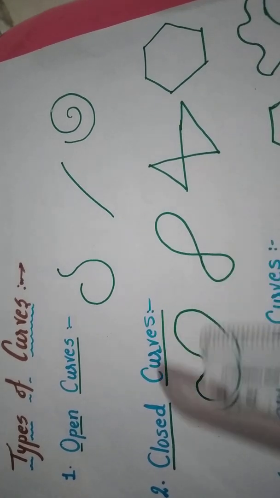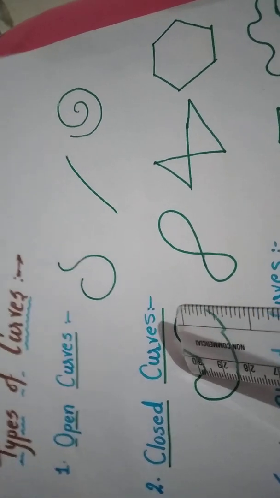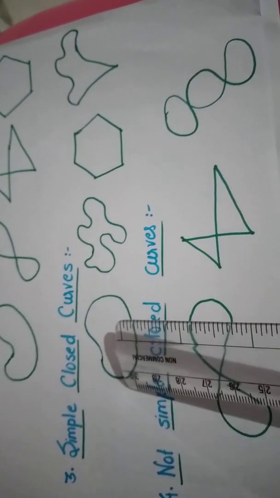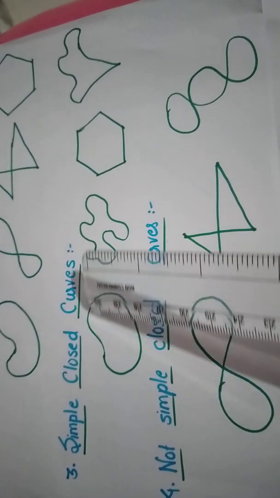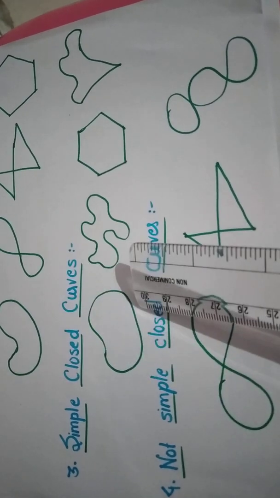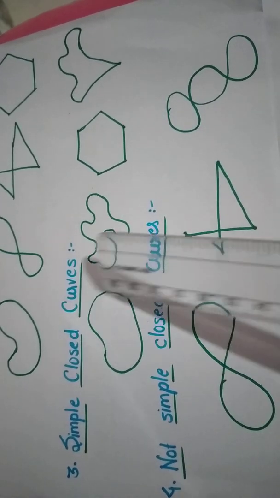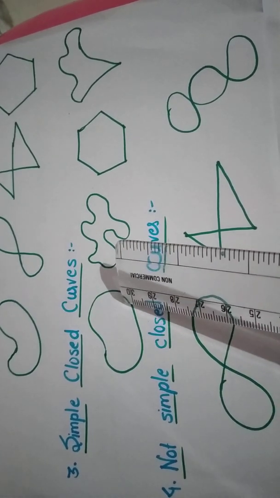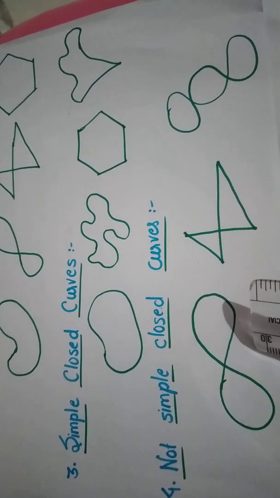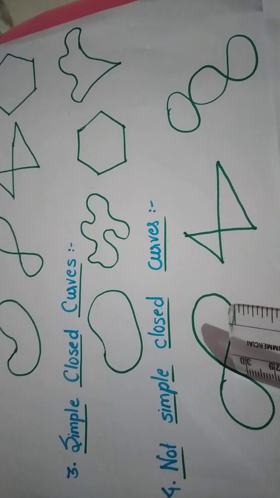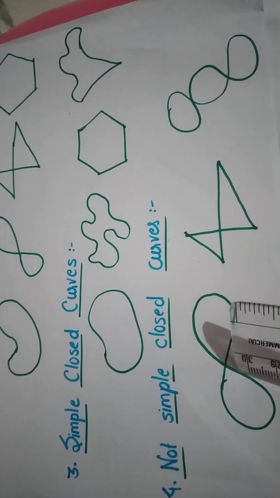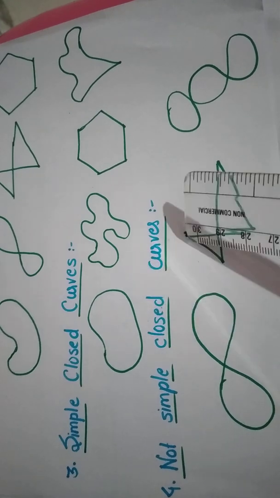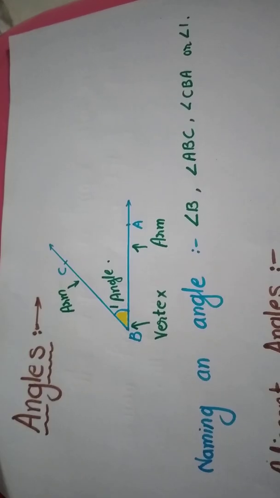So these four are examples of closed curves. The third type of curve is called a simple closed curve. What is a simple closed curve? See here, the simple closed curves are drawn. It is a closed curve that does not cross over itself. It is not crossing anywhere on itself. So such types of curves are called simple closed curves. But the curves which intersect at some point, that means a closed curve that crosses over itself, are called not simple closed curves.